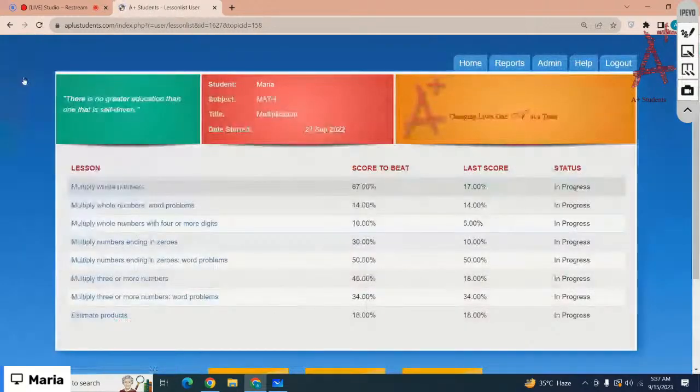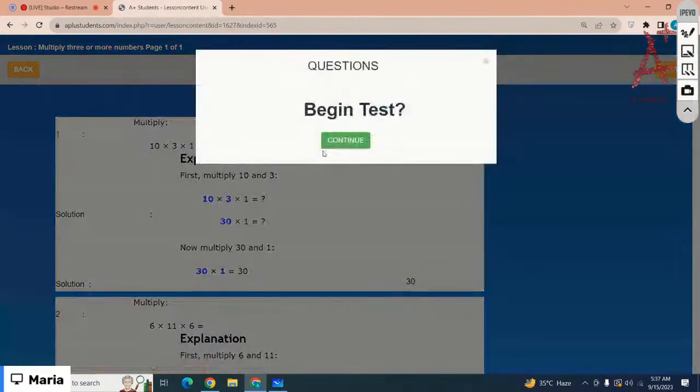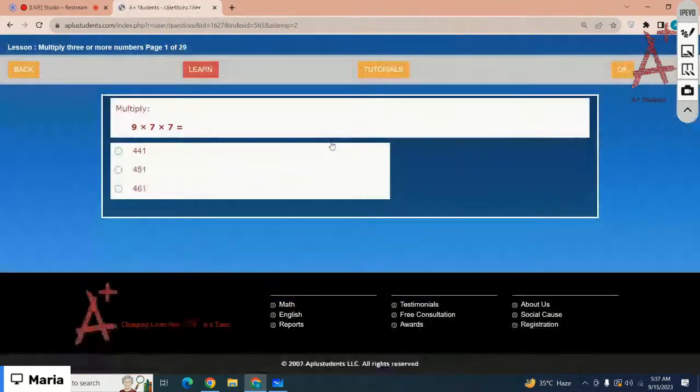So the next lesson is the word problems, I think, for the same: multiply numbers ending in zeros, word problems. You have to do the word problems on your own. Let's start with the next one, that is multiply three or more numbers. So let's just start with the test questions. How do we multiply three or more numbers? Just make a group of two numbers and then multiply them, right? So which is the correct option? 9 times 7 times 7. Which is the correct option?